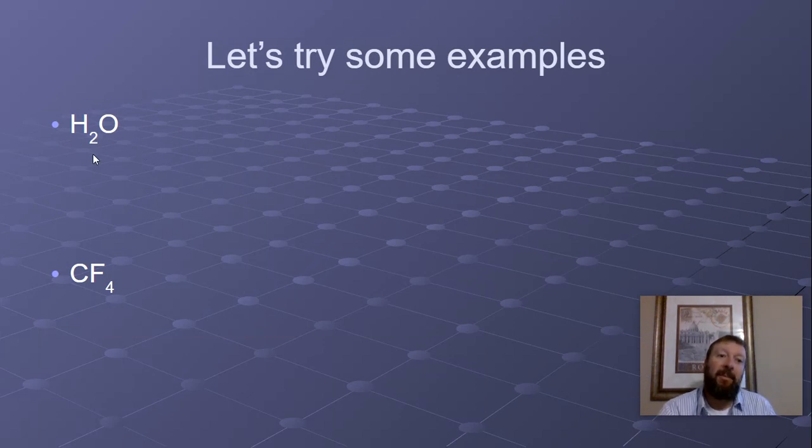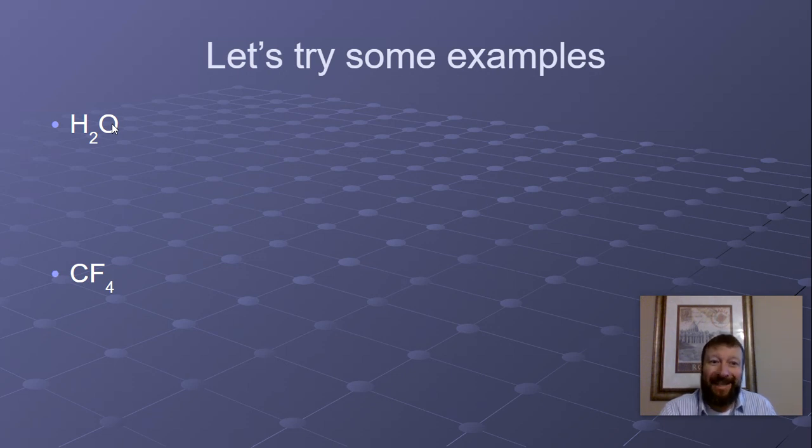Then to figure out how many bonds there are going to be, I need to figure out how many valence electrons it wants. Okay, that's the needs. How many does it need? Oxygen needs 8 to be happy. Hydrogens need 2. So 2 times 2 is 4, plus 8 is 12.